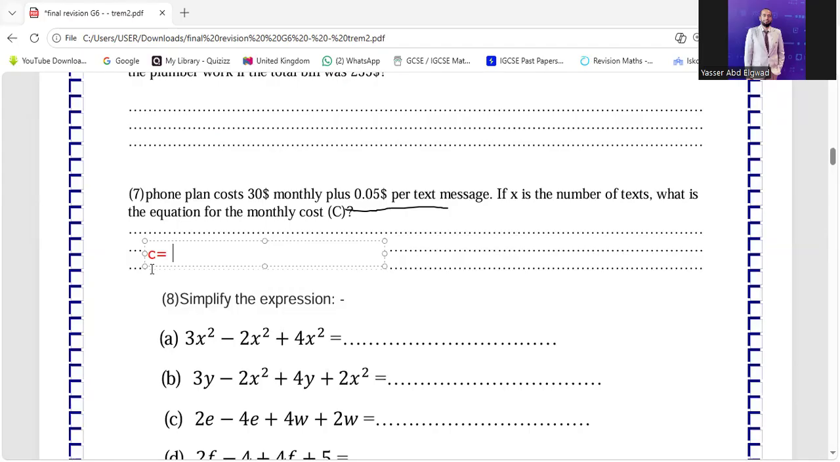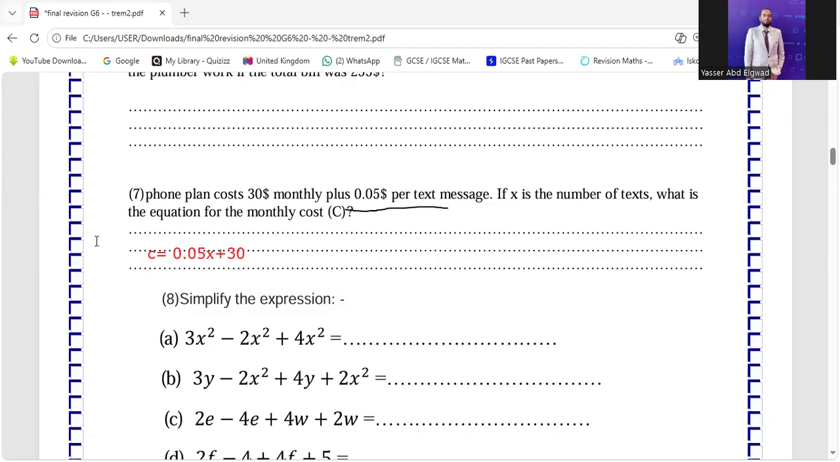You send a message, your friend sends a message. Here is the change. You can write 0.05x plus 30. And here is the equation. All of them are like this. If you want, in exchange for x, you can write t for text or m for message. But if x is the number of texts, put the variable as x.